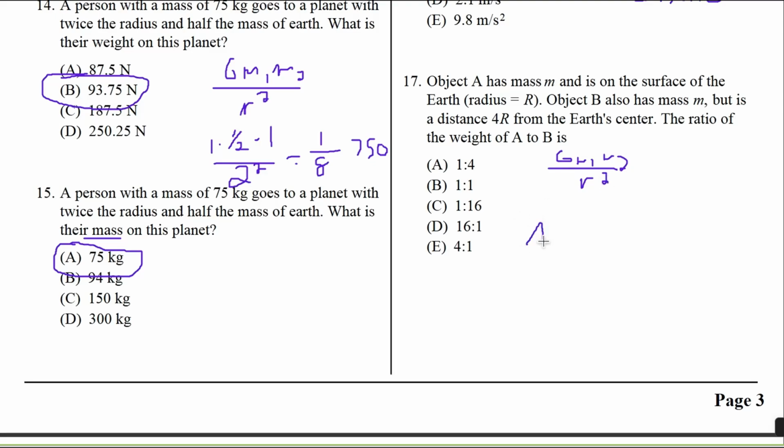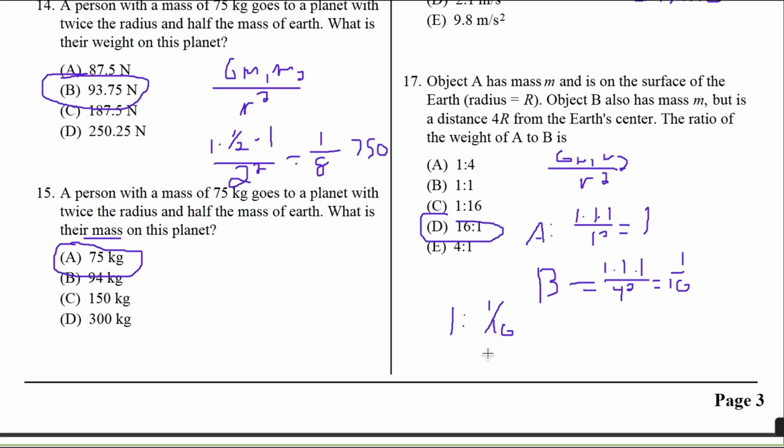For object A, basically everything's 1 over 1, which is 1, right? For object B, everything up top stays the same, but at the bottom it's 4 squared. This gets us 1 over 16. So for the ratio, it's going to be A to B. The force on A was 1. The force on B is 1/16. So moving things around, we end up getting a 16-to-1 ratio. A is 16 times more than B.